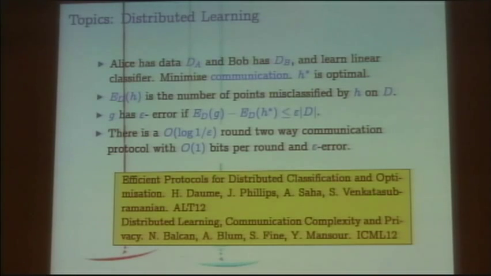Okay? So once you have such a definition, what they show is that they have a log 1 over epsilon round communication protocol. So Alice and Bob talk for about log 1 over epsilon rounds, and each round has a very small number of bits, like a constant number of bits. And at the end of it, they're going to have an epsilon error approximation to the linear classifier. Okay? In other words, it doesn't actually depend on the number of data points that each party has. They're still able to get an epsilon approximation to the global linear classifier by communicating a constant amount of bits, in a few rounds.